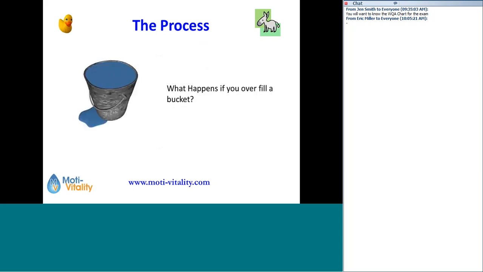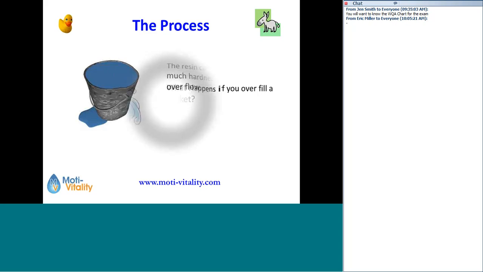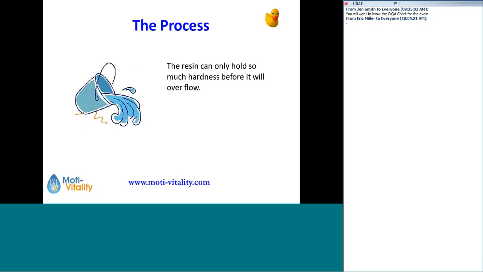So we're looking at capacity a little bit as we're talking about this. What's the capacity of a 5-gallon bucket? Well, it's 5 gallons of water. So what happens if you overfill the bucket? Then the water overflows. It starts to run past the bucket. The resin is the same thing. The resin can only hold so much hardness before it overflows. Just like in the bucket, if you put 6 gallons of water in a 5-gallon bucket, a gallon of it is going to run over.